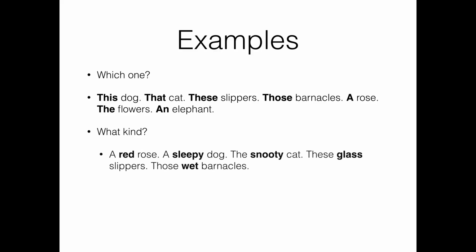What kind? A red rose, a sleepy dog, the snooty cat. These glass slippers, those wet barnacles. That's the kind of adjective most people first think of. If you remember when you were doing adjectives in elementary school, it's usually like red, yellow, rough, soft. Those are the kind of things kids learn at a very early age, and those are probably the easiest adjectives to stick with. So red rose, sleepy dog. What kind of dog is he? He's a sleepy dog. You can say he's an ugly dog, he's a furry dog, he's a fuzzy dog, he's a hairless dog. Those are all adjectives there.